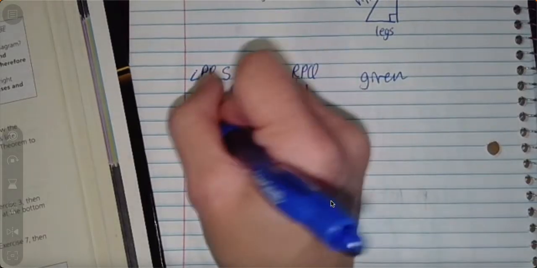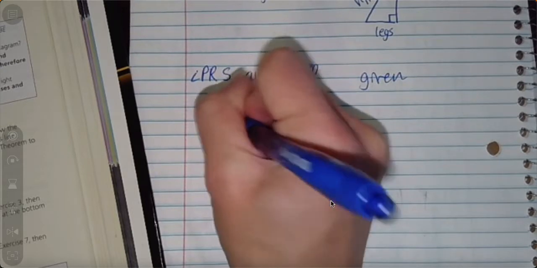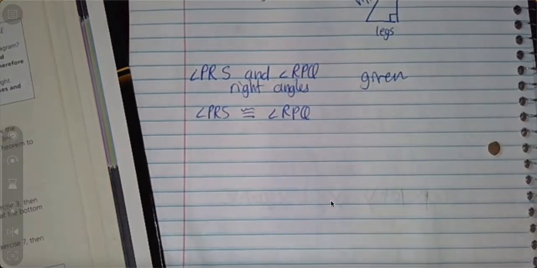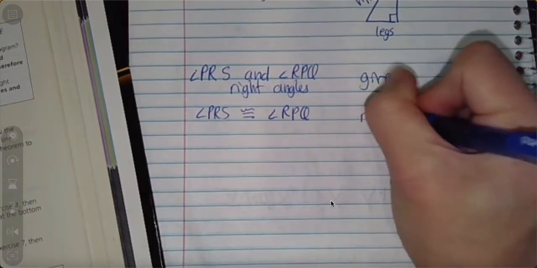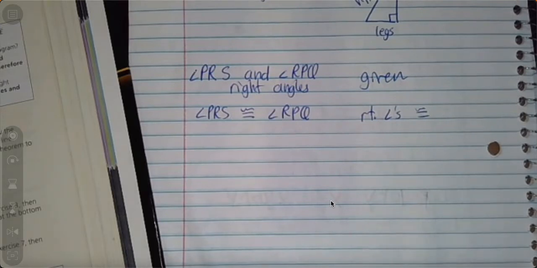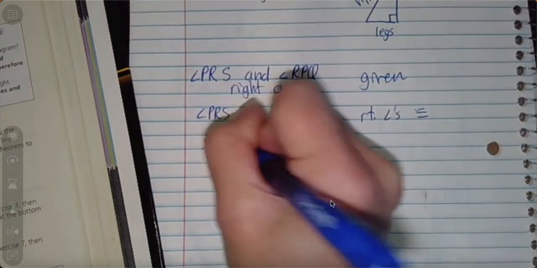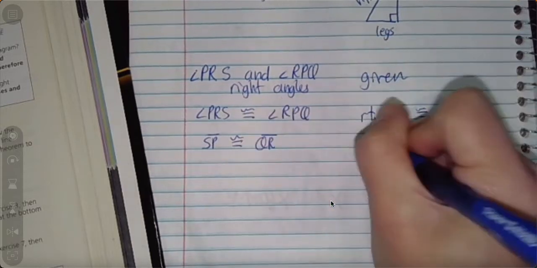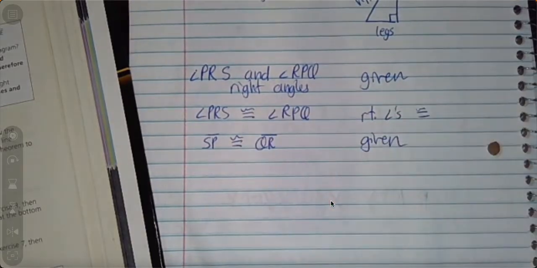I would say angle PRS is congruent to angle RPQ. And you can say equal measure, right angles are congruent. I might put that: right angles are congruent. Little symbols, not hard to write. So I've got my right angles. Then it told me that SP is congruent to QR. That was given. That was my hypotenuse.